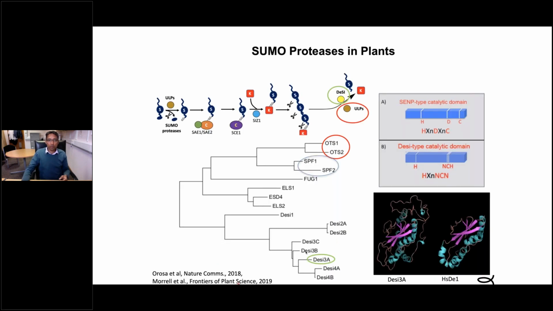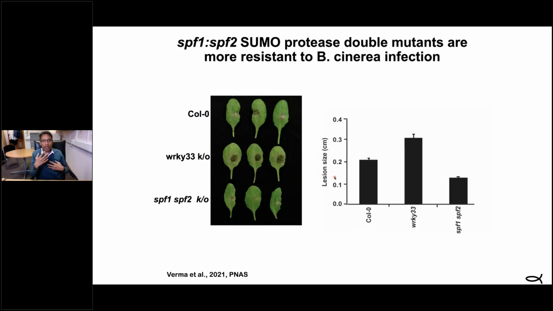Now, what I'm going to talk to you about is another type of SUMO protease called SPF1 and 2. And these are ULP type, again, similar to OTS type SUMO proteases. And what we found when screening for pathogen response is that the SPF1-2 double mutants are very resistant to Botrytis. Remember, BIK1 stands for Botrytis-induced kinase 1. So we started to screen for Botrytis as well in our SUMO protease mutants, and we found these SPF1-2 double mutants.